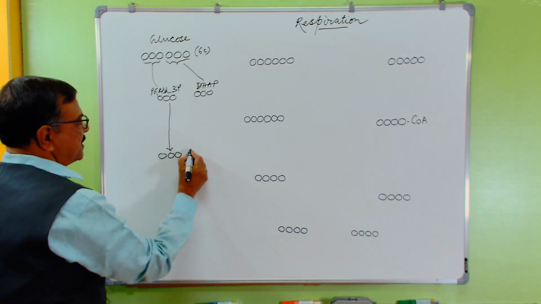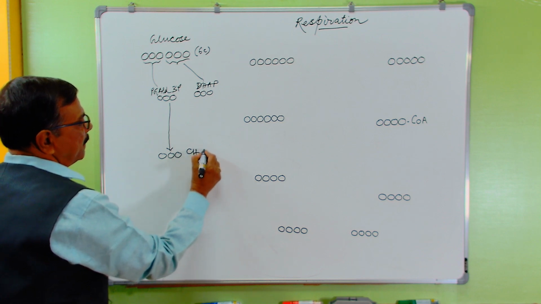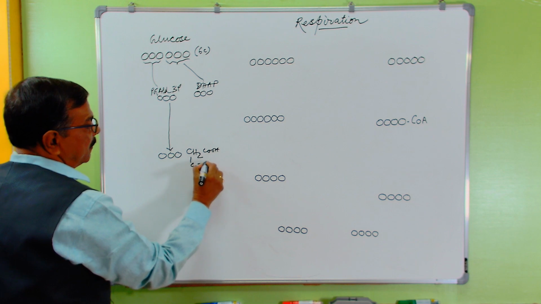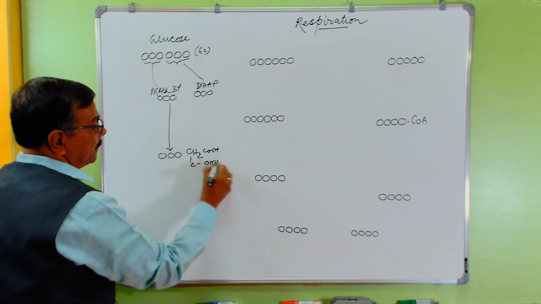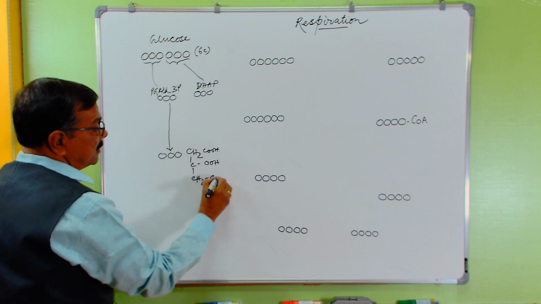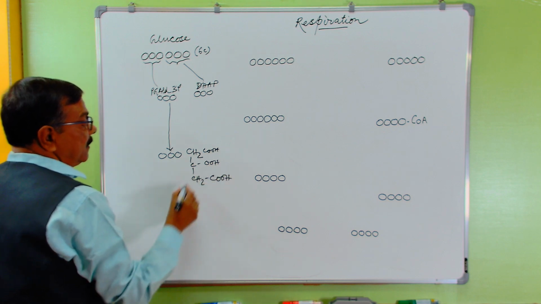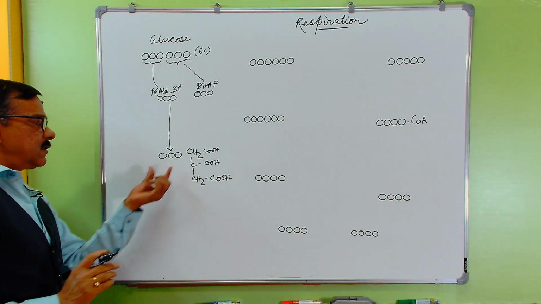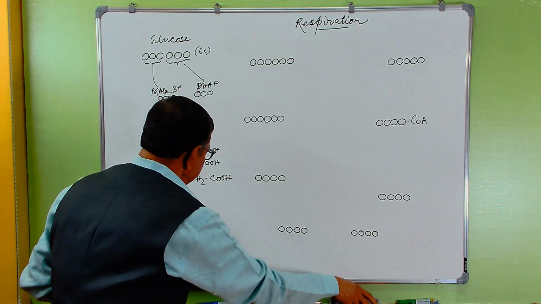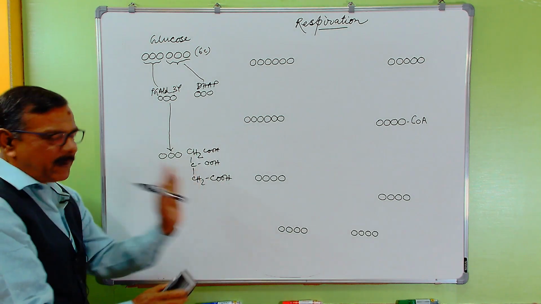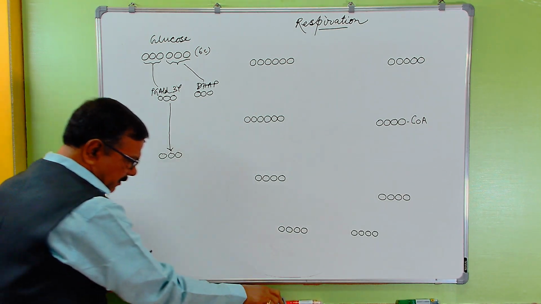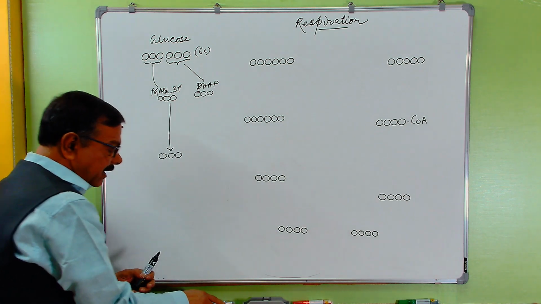The formula of pyruvic acid is CH3, CO, COOH. So this pyruvic acid has got 3 carbon atoms in its molecule. Anyway, that is not a part of the discussion. Now these 2 pyruvic acid we have produced.